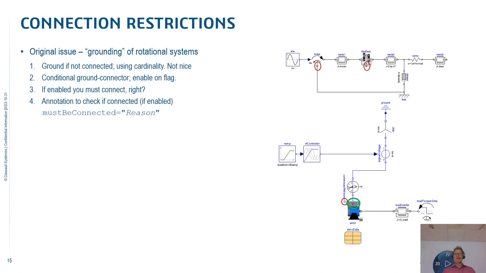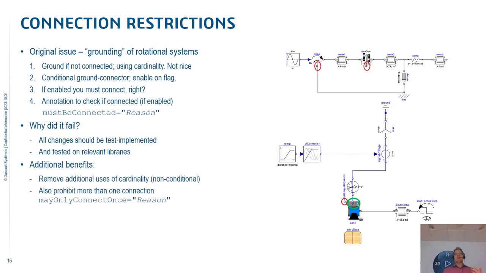And that means that we can also handle cases where it's not conditional, but you still want to require connection to it. So why would this fail? Well, one thing is that we really should be better about this: test implement all changes, and not only test implement, but test on relevant libraries. However, the new thing can now be introduced in the Modelica Standard Library, and it gives additional benefits.